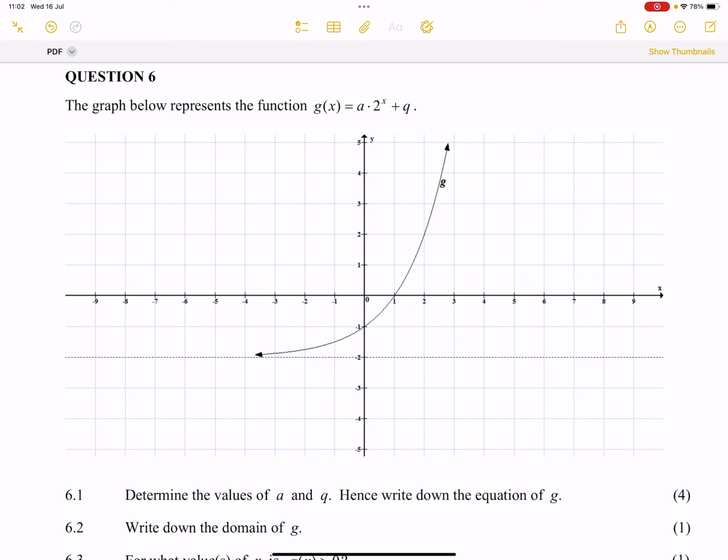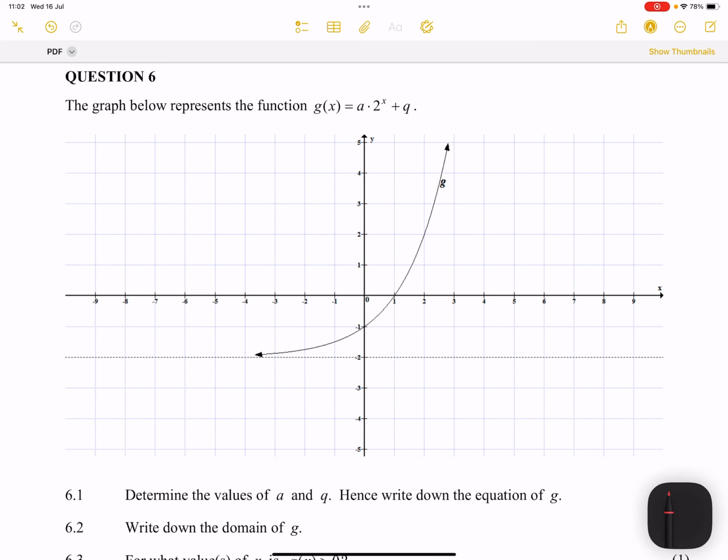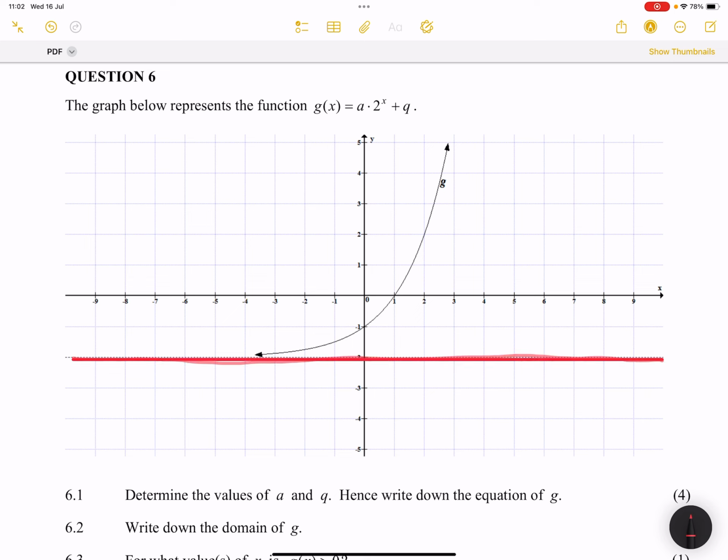So we've got essentially 2 points that we know. Firstly, we can see that we have shifted this graph. I want you to notice that. Okay, so we've shifted the graph. There's the horizontal asymptote over there, right? The horizontal asymptote is at y is equal to -2. So meaning that this horizontal asymptote would be the value of q. So we can already say that q is actually -2.